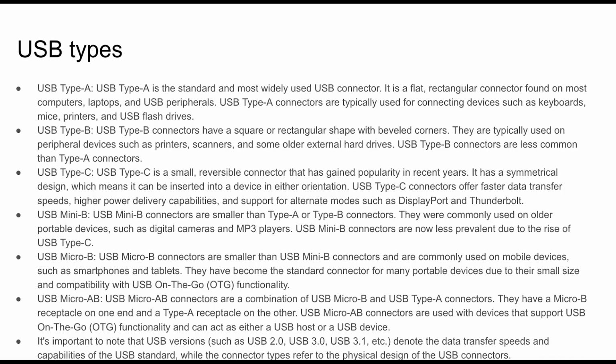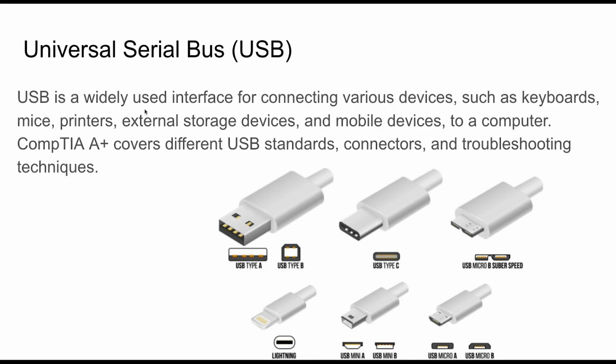USB-C is a small reversible connector that has gained popularity in recent years, and it's probably the most common one that you'll see today. Most things now, if you go to buy a charger at the store, have a USB-C connection instead of a USB-A connection. It has a symmetrical design, so it's an oval, which means it can be inserted into the device in either orientation. Well, symmetrical means that it's the same on either side, but it is actually the shape of an oval. If you go back and look, it's an oval shape.